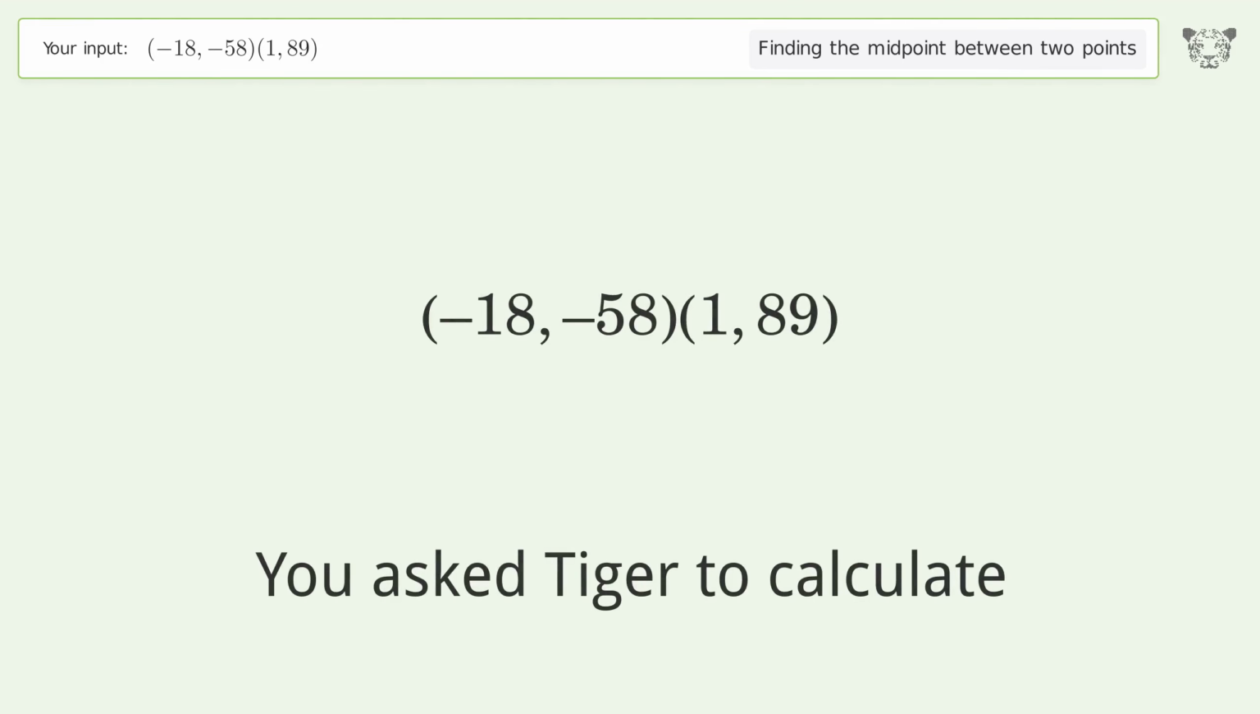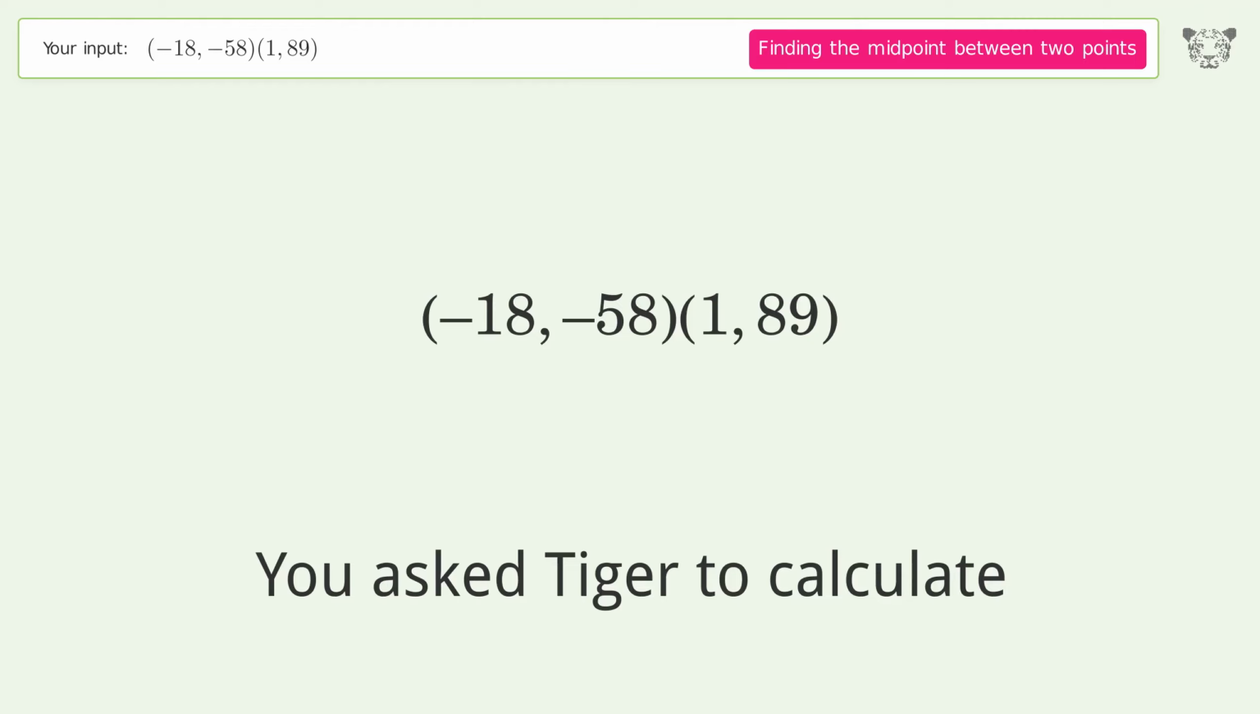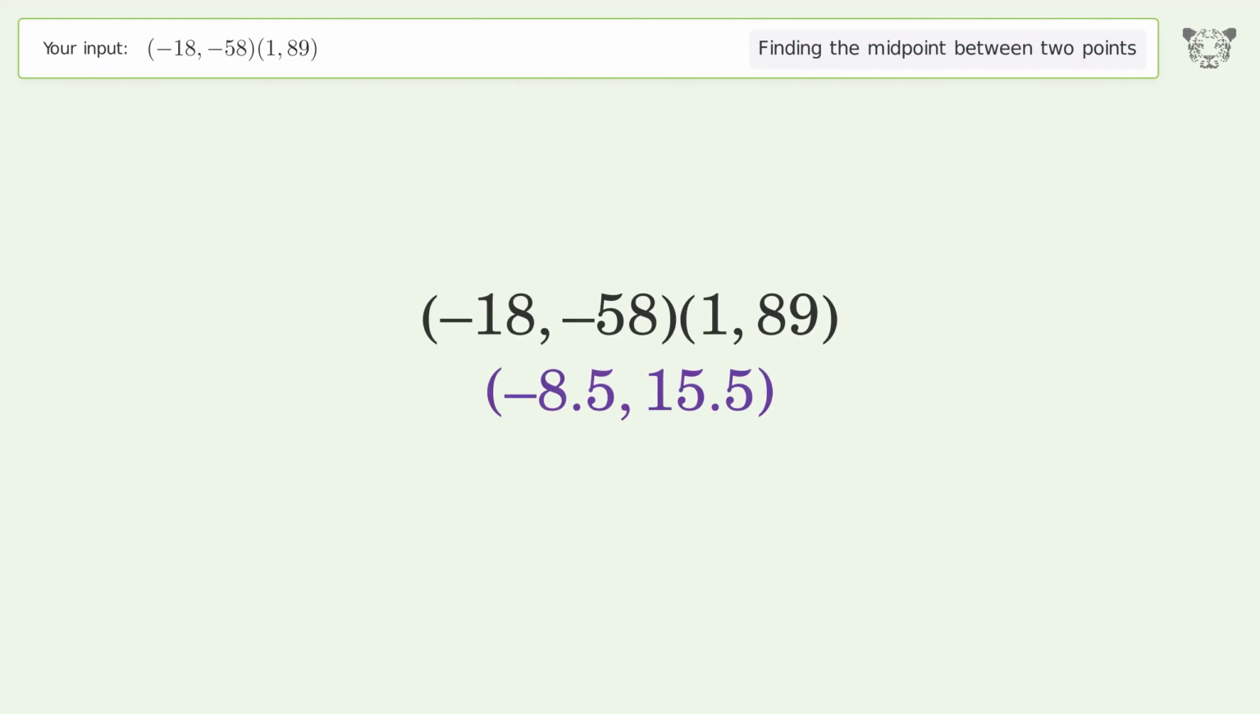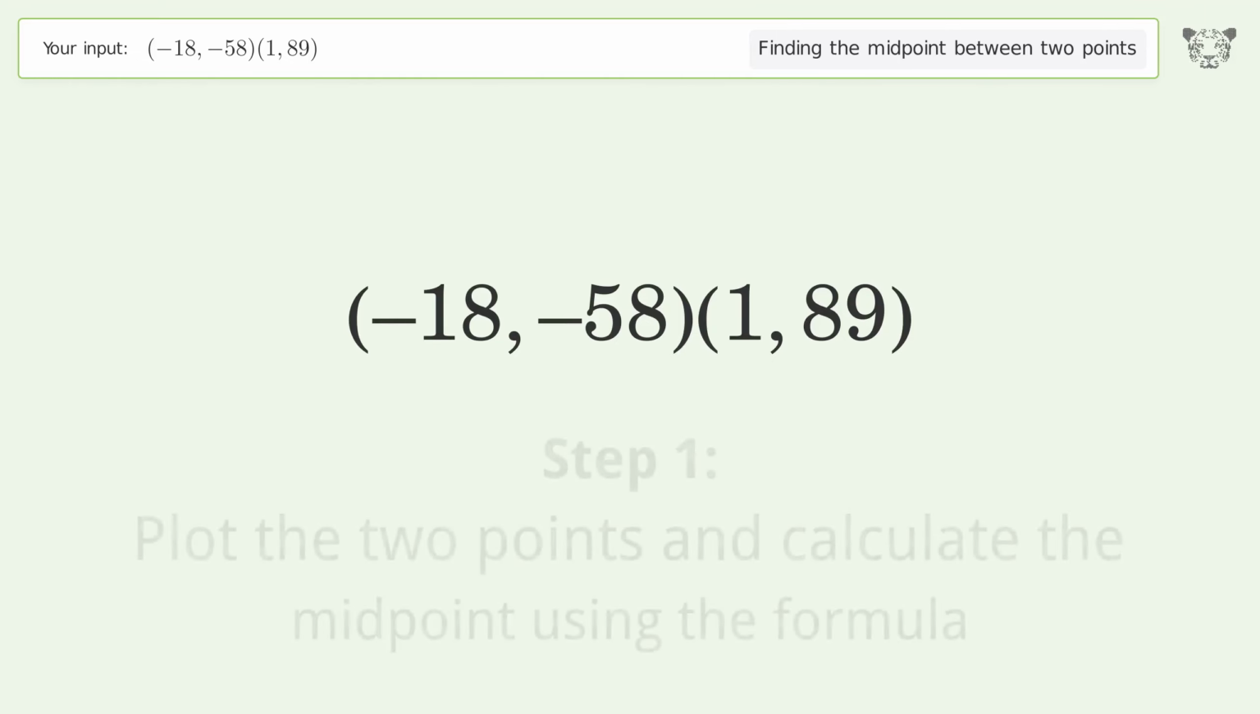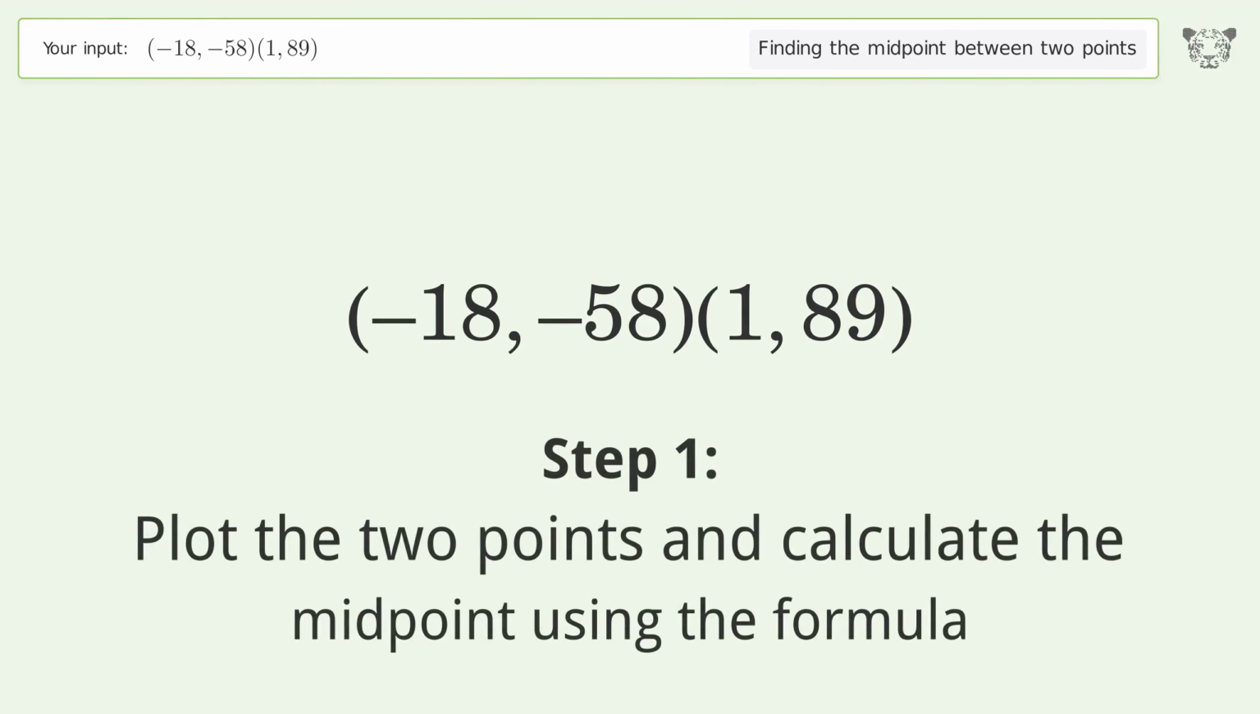You ask Tiger to calculate. This deals with finding the midpoint between 2 points. The midpoint between the 2 points is negative 8.5, 15.5. Let's solve it step by step. Plot the 2 points and calculate the midpoint using the formula.